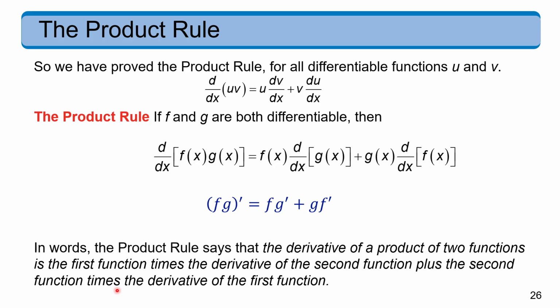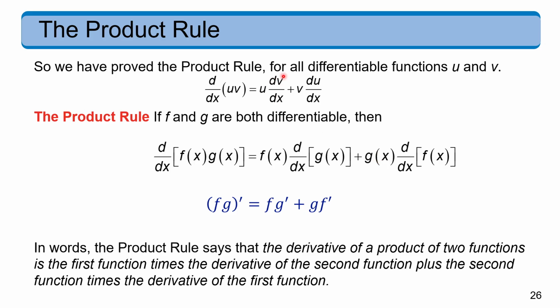So to summarize what we got from our derivation of the product rule, this is the way we wrote it on the previous slide. But remember, in this derivation, u was equal to f of x and v was equal to g of x. So another way to write it is to make those substitutions. So we have d dx of f times g. So we've written it that way here. And on the right, replaced u with f, replaced v with g.